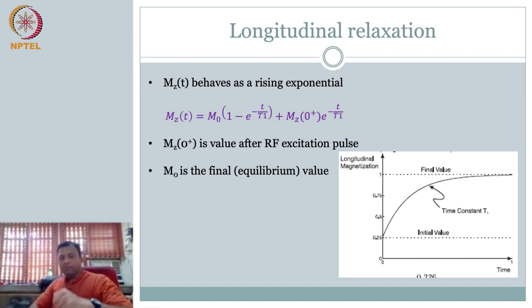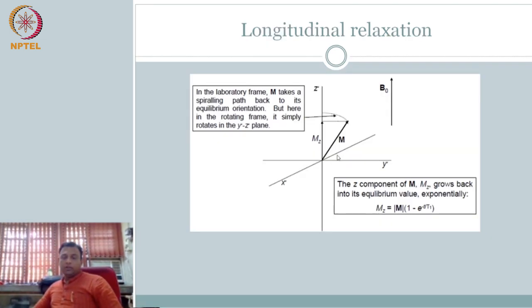So MZ 0 plus is just a general representation of wherever you start at 0 plus. Okay, it need not be the final equilibrium value. That's the point. Okay, let's keep it simple. So now your longitudinal relaxation can therefore be modeled as also a rising exponential. In the rotating frame of reference, with axes x dash, y dash, z dash, this vector M, right, MZ is increasing. Okay, so why does this happen? This happens due to natural laws.